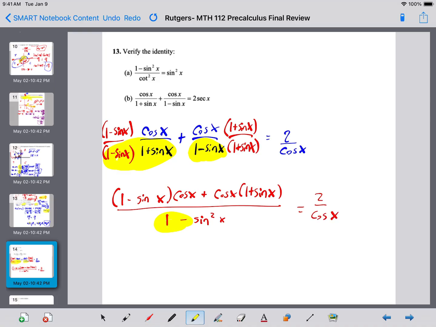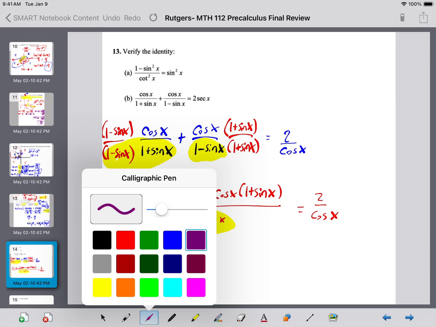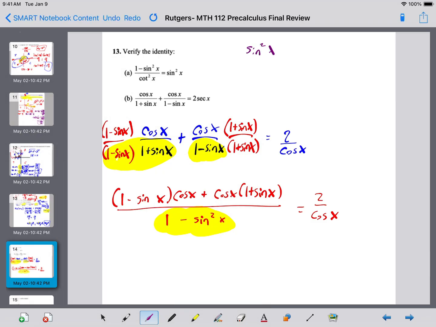Something that we just talked about: if you have 1 minus sine squared or cosine squared, that looks a lot like your Pythagorean identity. So, to get this to look like that, I would subtract sine squared of x on both sides, and we know that it equals cosine. I'm going to do two things in one step. I'm going to replace this with cosine squared of x, and I'm going to factor out the cosine of x.